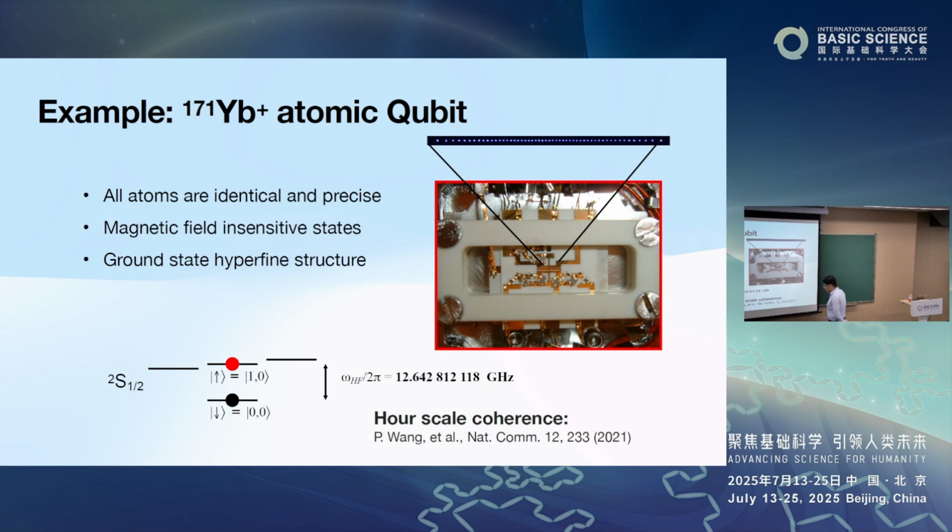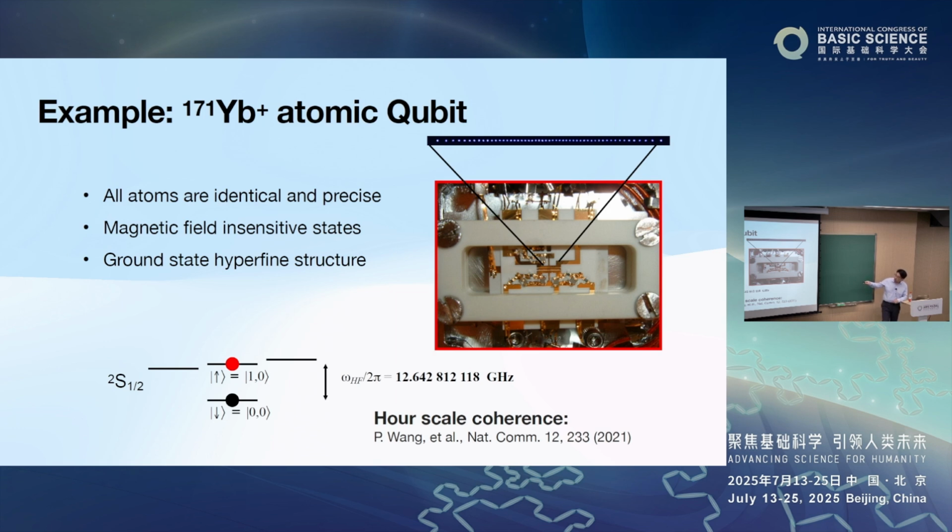Why they can make very good clocks is because this frequency is universal. It's the same in the US, it's the same in China, and it has a very precise number that can be measured to many digits. So in the case of ytterbium-171, which is one species of atomic ion that I used in my previous works, we trap this under an electromagnetic trap.